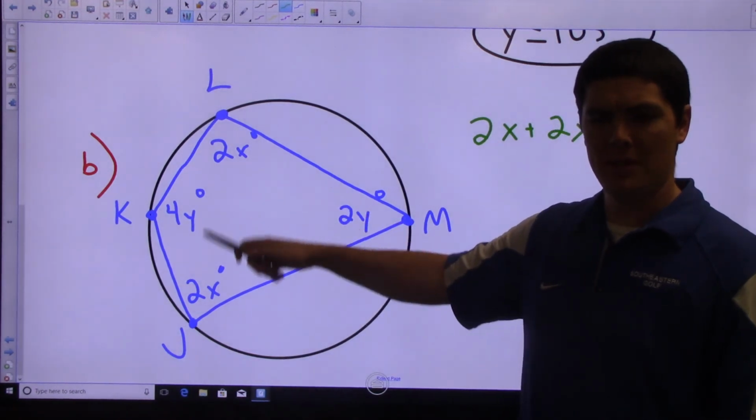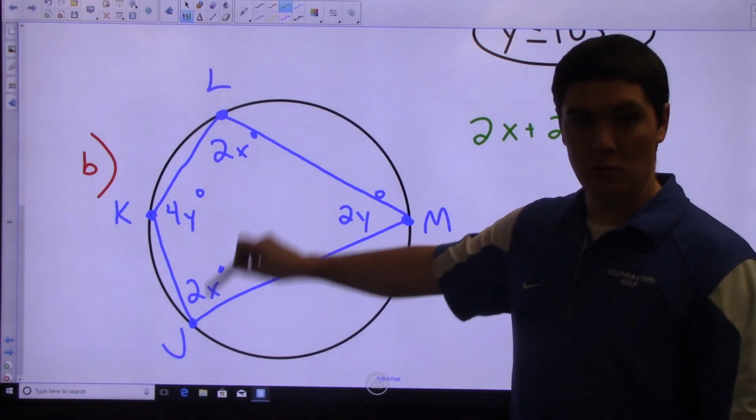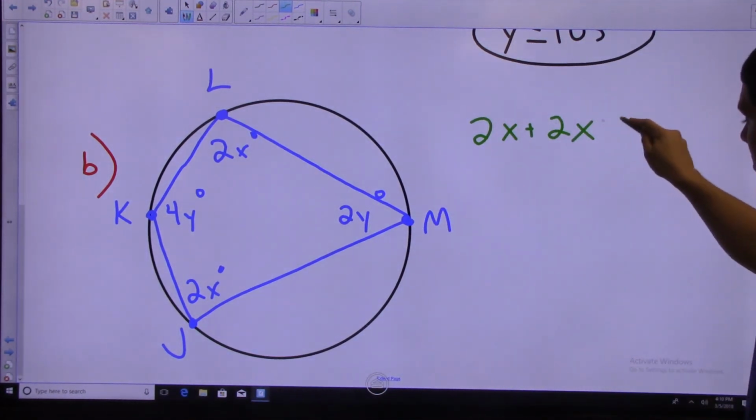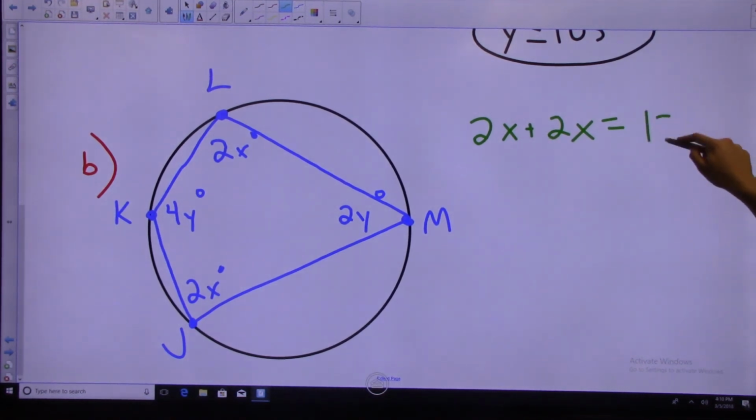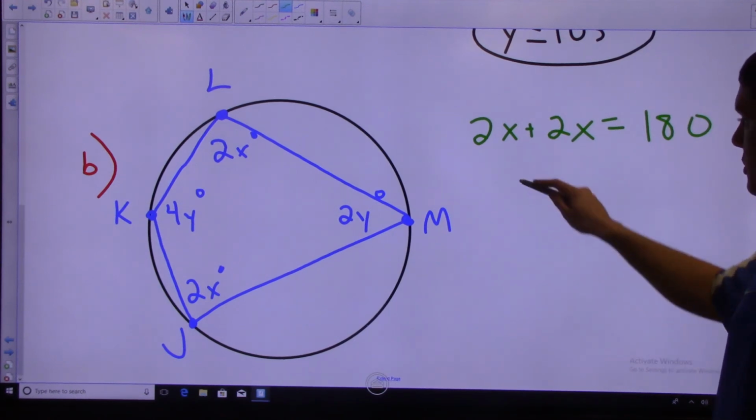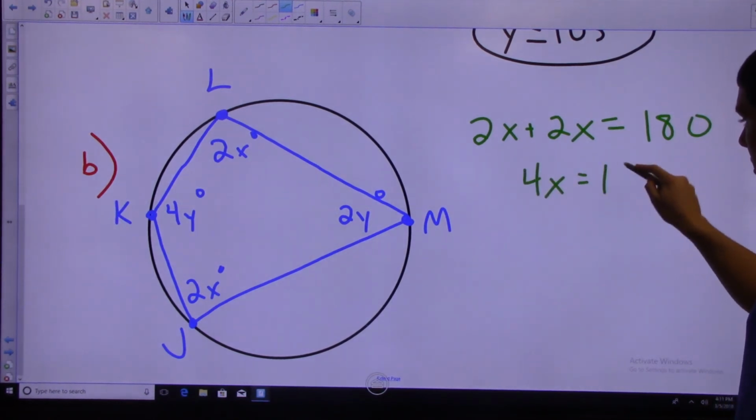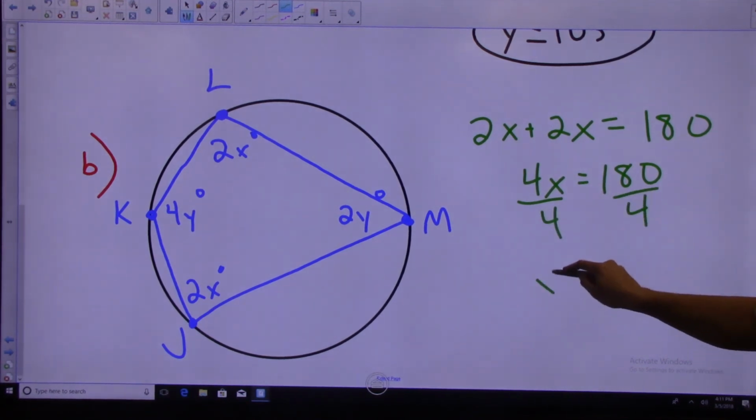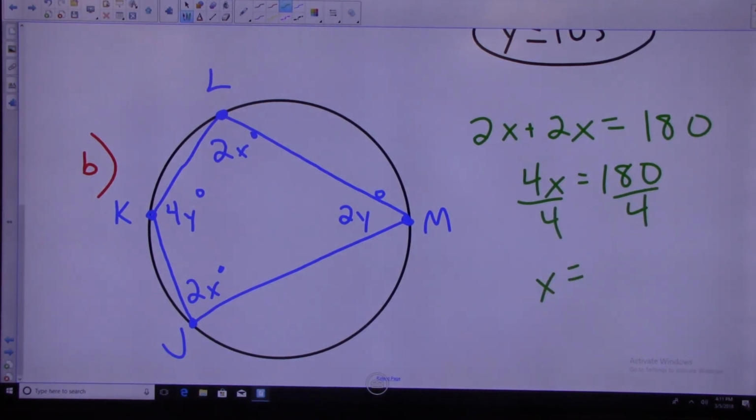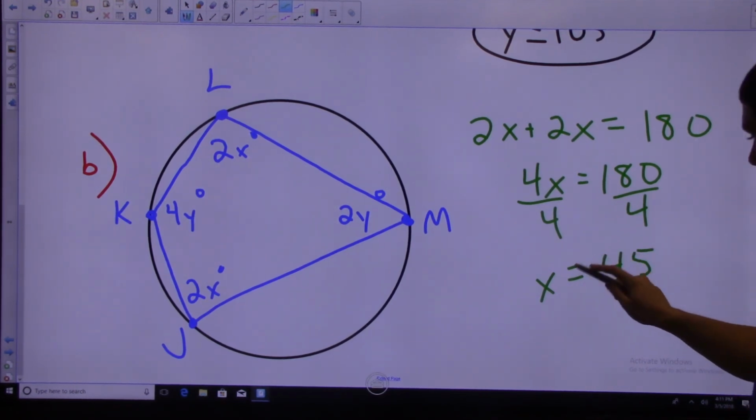Okay, I don't know how many times I said that, but yeah, the opposite angles are supplementary. I misspoke. Don't make that mistake like I just did. So if we add those two together, that has to equal 180. That's what supplementary means. 2x plus 2x is 4x. All right, divide by 4. X is going to equal 45. Yeah, doing it in my head here, 45. So that's it.